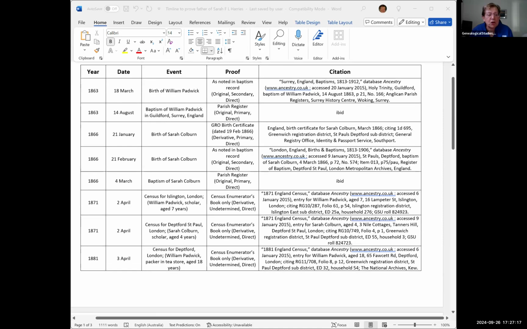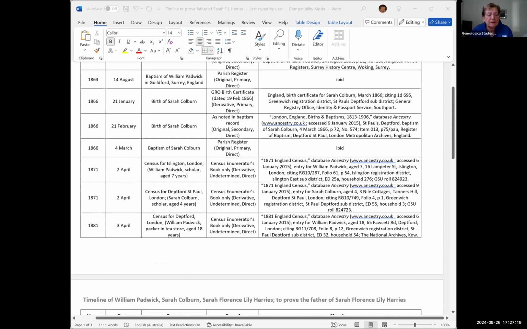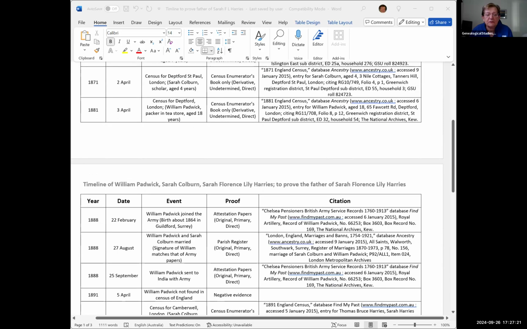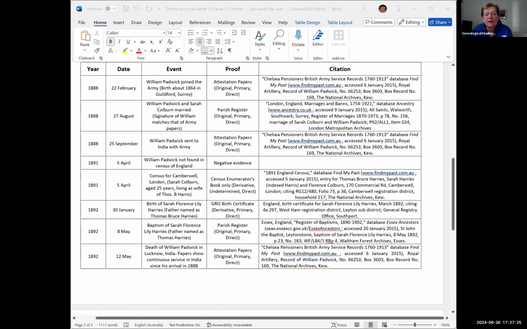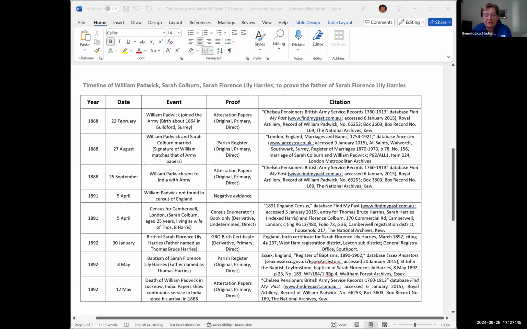So you can see the time frame that I set out to prove that William Padwick was not in England at the time of Lily's conception, and that Sarah Coburn, her mother, was living with Thomas Harries at that time. So just come back out of that now.